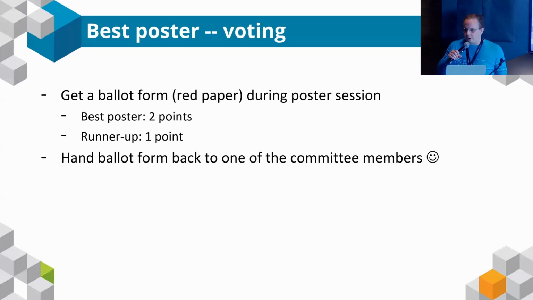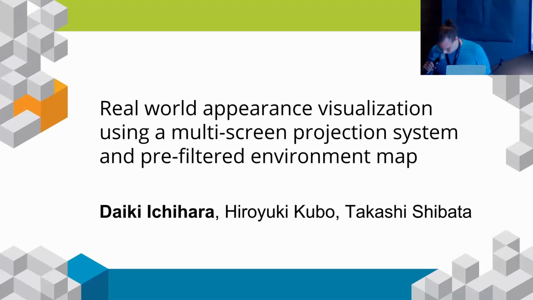As a short reminder, there's the best poster voting. After the fast forward completes, please grab one of these red ballot papers that Mauricio is holding up from the front here. Fill in your choices for best poster and runner-up, and then hand them back to one of the committee members. If you keep the poster ballot, we'll not be able to count it. With that said, let's start with the poster fast forward. And first one is here. Just as a reminder, there's a lot of cables on the floor, so try not to trip.